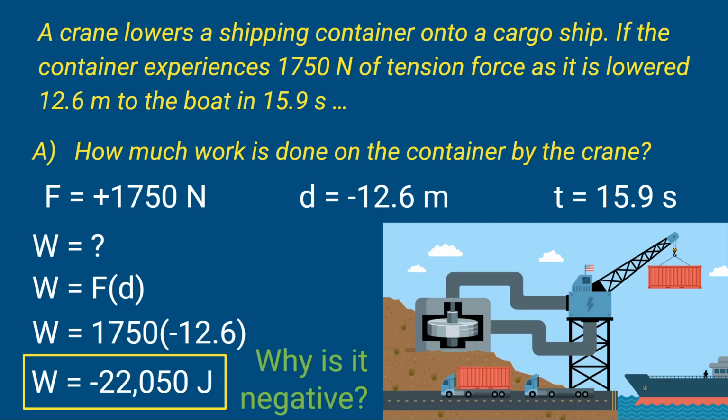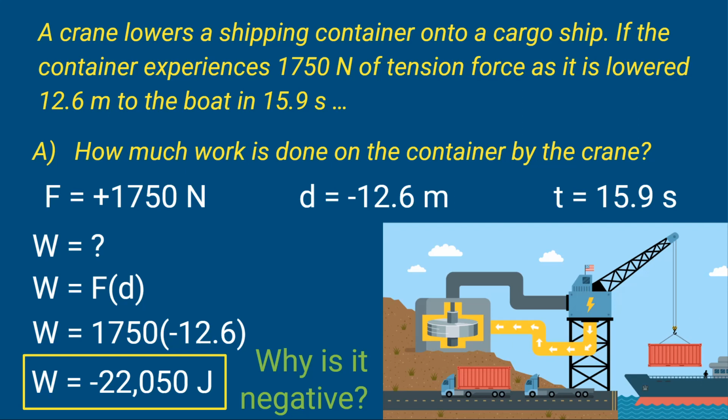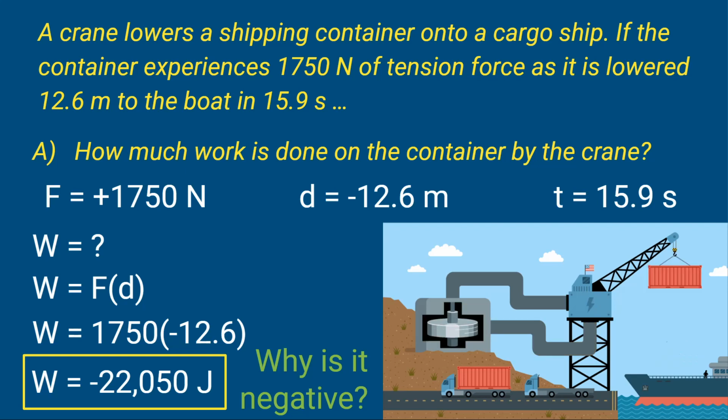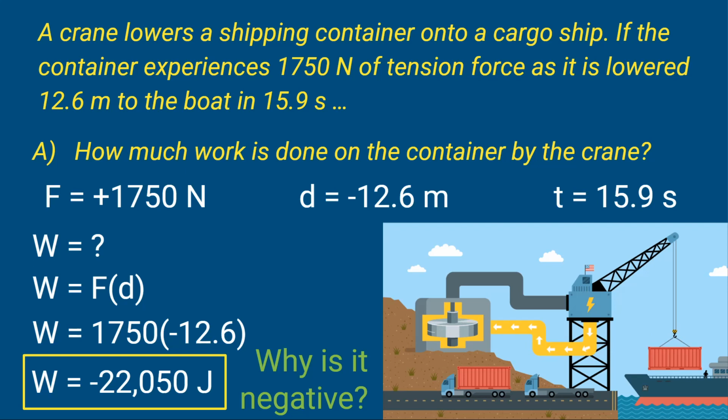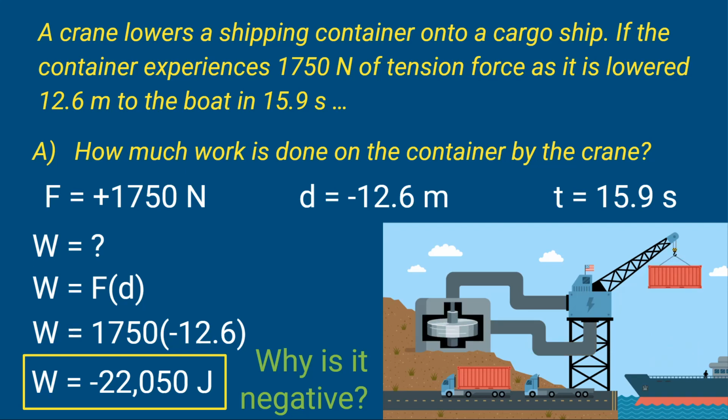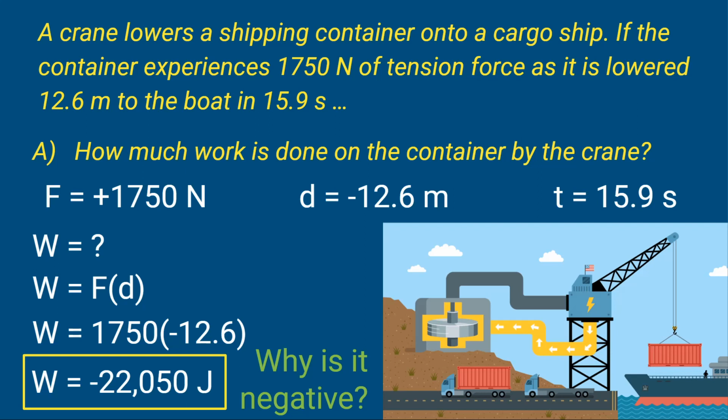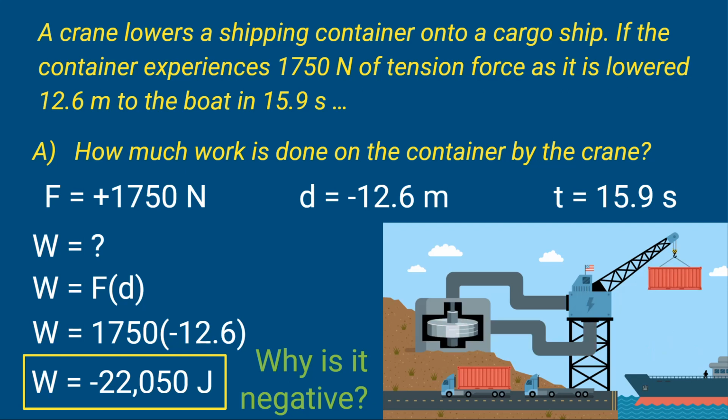And again, why is it negative? Why is the work negative? This is negative because the direction of the force and displacement are opposite. So remember, you're going to get negative work if your force is opposite the direction of your displacement. So the fact that the force is upward but the displacement is downward, you're going to get a negative value for work.